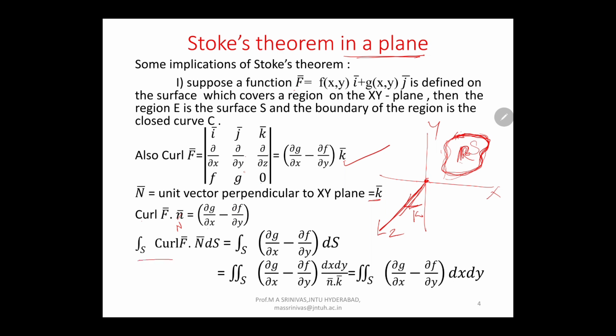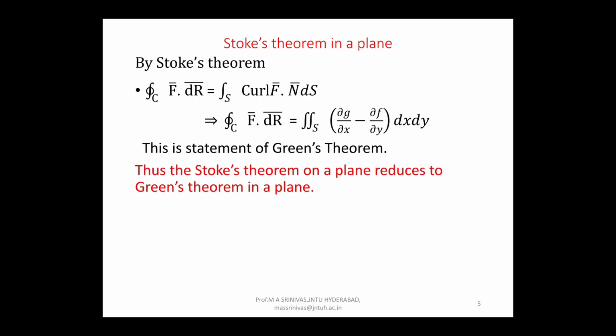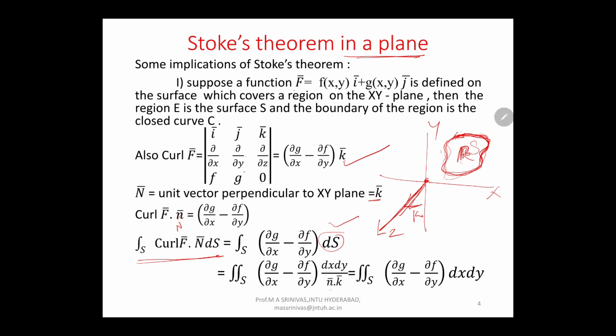So what is the integral over S of curl F bar dot n bar in Stokes theorem? It will be reduced to the integral over S of dou g by dou x minus dou f by dou y ds. While finding the surface integral, I have given you one way of finding it: in place of ds, you can write dx dy by n bar dot k bar, or dy dz by n bar dot i bar, or dz dx by n bar dot j bar. Because I'm only on the xy plane, I'm writing ds as dx dy by n bar dot k bar. My n bar is k bar, so k bar dot k bar becomes 1, and we have dou g by dou x minus dou f by dou y and dx dy.